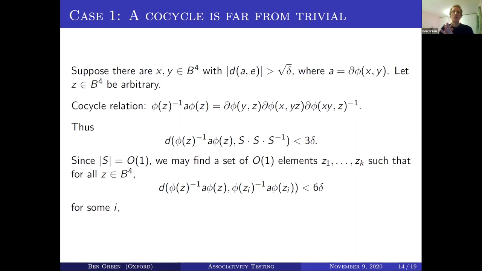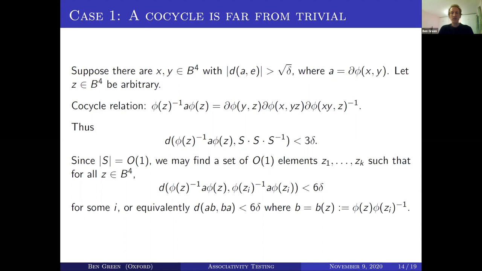Now, S is a set of just fixed size, like 100. And so I can pick, let's say, 100 elements, z1 up to zk, such that the conjugate of A by phi of z is always close to the conjugate of A by one of those phi of zi's for some i. If you're not super familiar with these group theory calculations, this is equivalent to saying that A almost commutes with B, where B depends on z and is phi of z times phi of zi inverse. So we have a situation where we've shown that A, which is the value of the co-cycle at xy, almost commutes with all of these elements B, which depend on an arbitrary z.